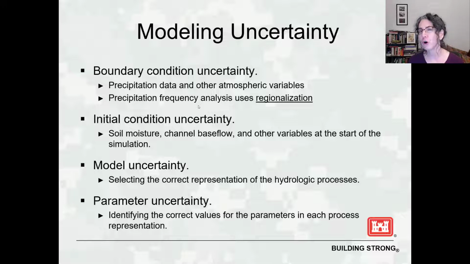Regionalization is also called trading space for time, because we're taking data from different gauges that are different in space and pooling those observations to approximate having more time.